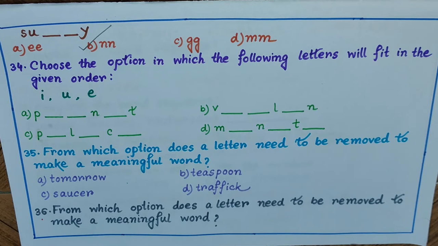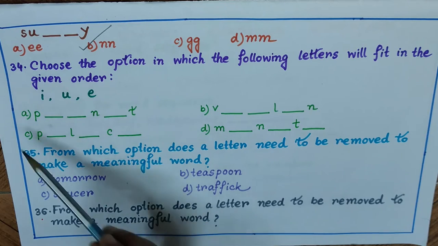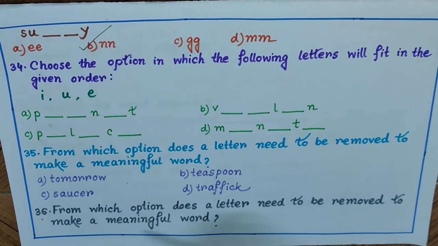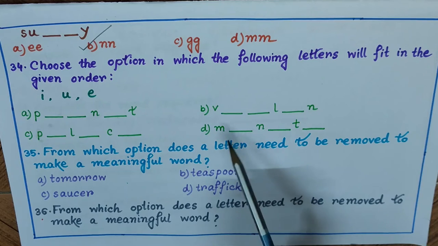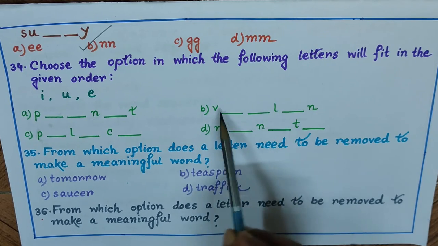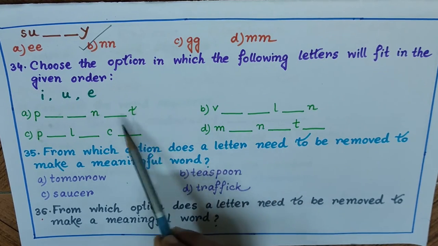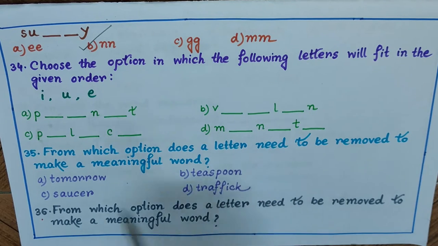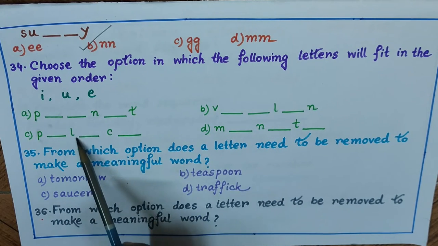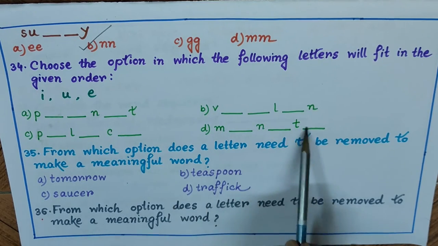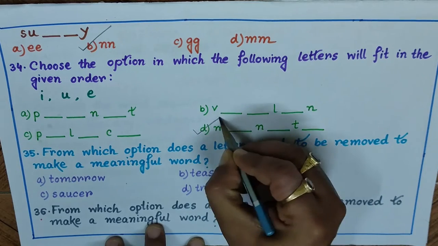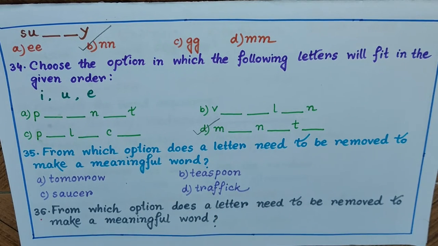Question 34. Choose the option in which the following letters will fit in the given order. We have I-U-E and we have to fill it in the blank to get a meaningful word. If we use P-I-U-N-E-T, it is not a meaningful word. For B, V-I-U-L-E-T is not a meaningful word. For C, P-I-L-U-C-E is not a meaningful word. In D, M-I-N-U-T-E. So minute is a meaningful word. We have hour, minute, and second. That minute we are talking about.